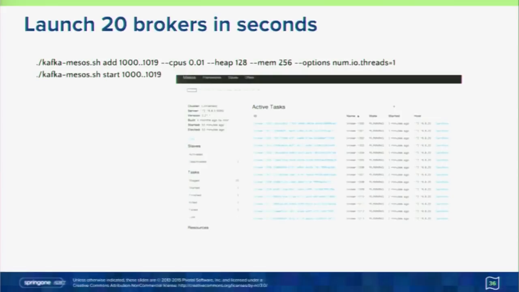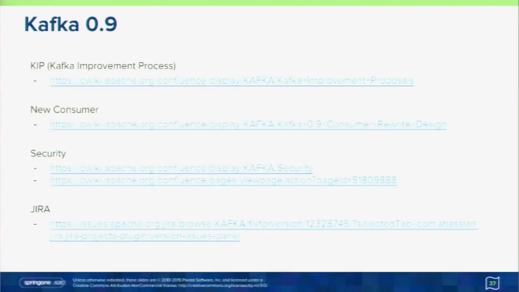And it's really simple. You could launch 20 brokers in seconds. So you can go into the Vagrant folder of the project and vagrant up and run this, and then boom, you've got 20 brokers running in a couple seconds. All right, so let's talk about 0.9. Any questions about any of that?